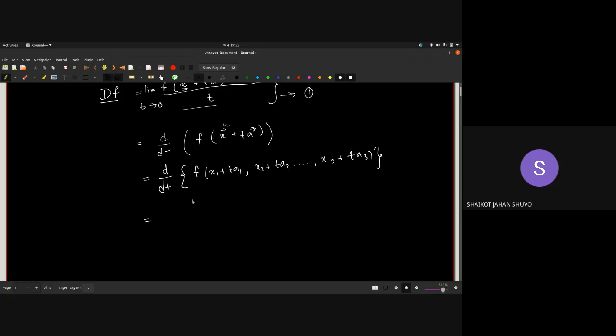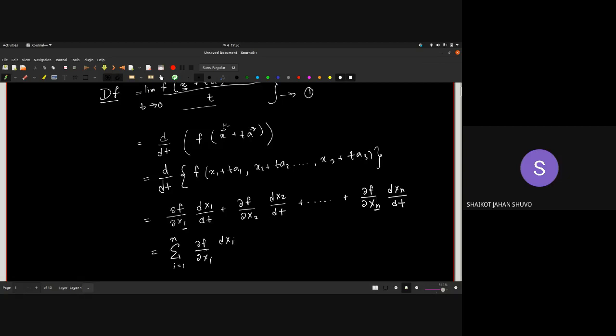If you use the chain rule, it's simply the partial derivative of f with respect to x1 at first. This is the first term, and there will be a derivative of x1 with respect to t, right? Similarly, there will be x2, dx2/dt, and so on. Like this. And you can even write it in compact notation using the summation symbol. Keep some index i that varies from 1 to n, because we have variables ranging from 1 to n. Then you write df/dxi times dxi/dt, like this.